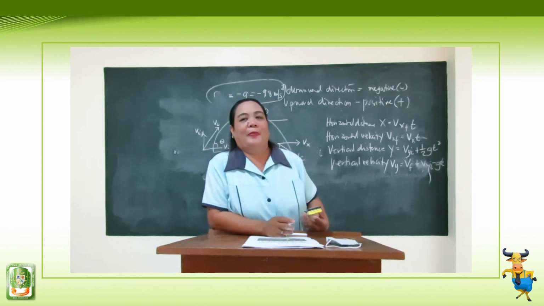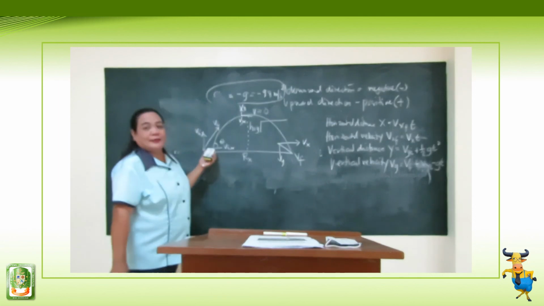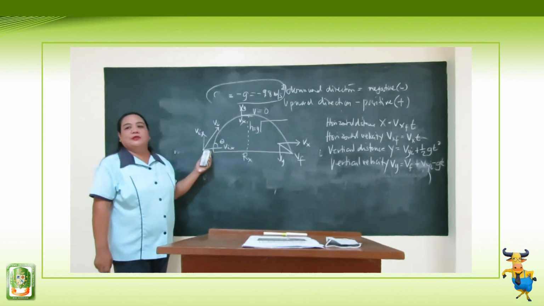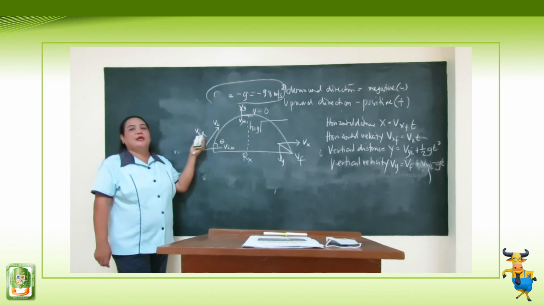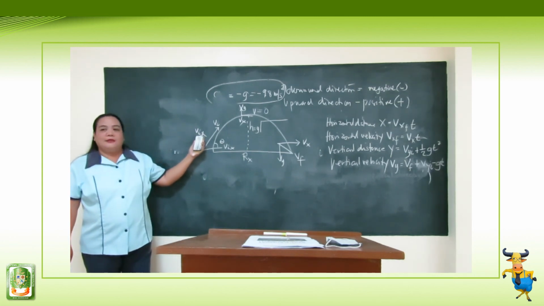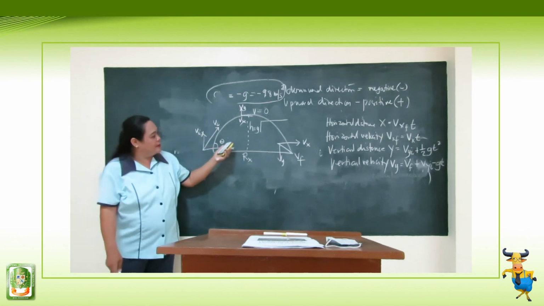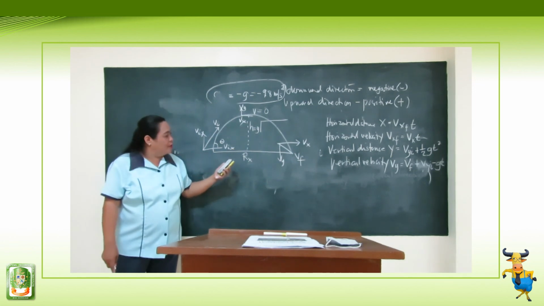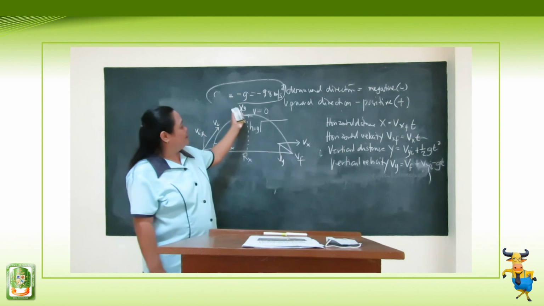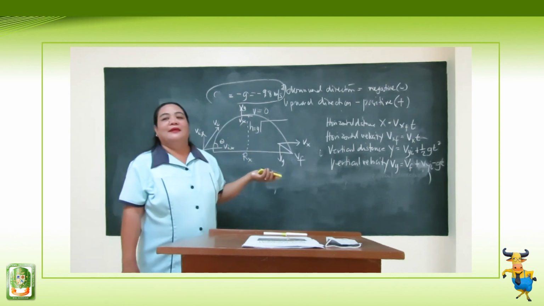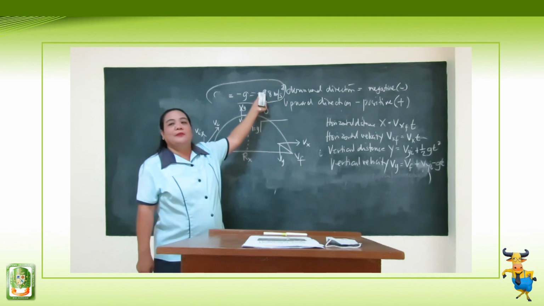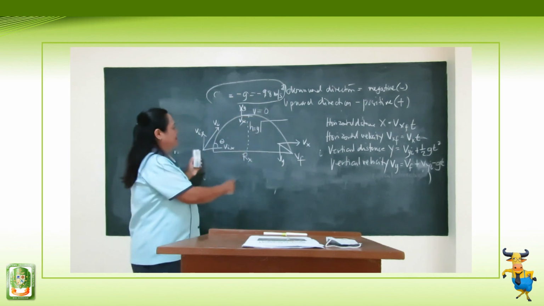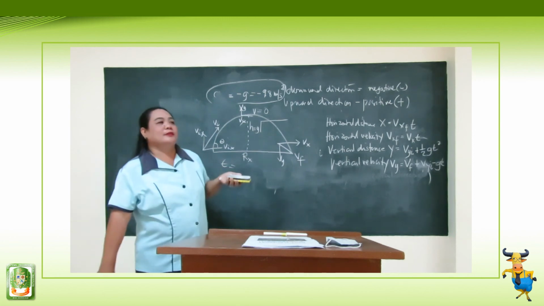The velocity along the x-axis, v sub x i, is equal to the initial velocity along the x-axis. v sub y is equal to the velocity along the y axis. v sub y i is the initial velocity along the y axis. And g is the acceleration due to gravity, which is 9.8 meters per second squared, and t is equal to the time taken.